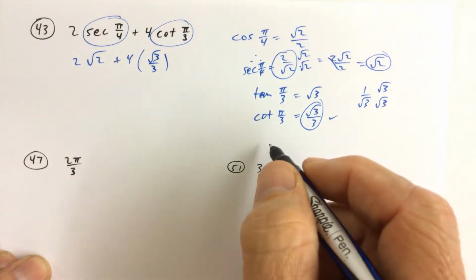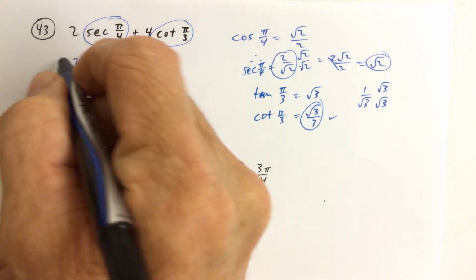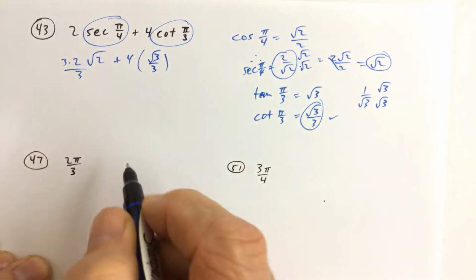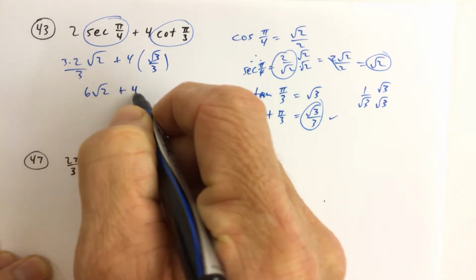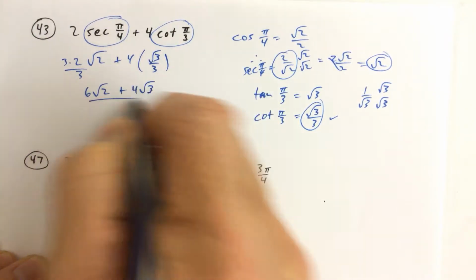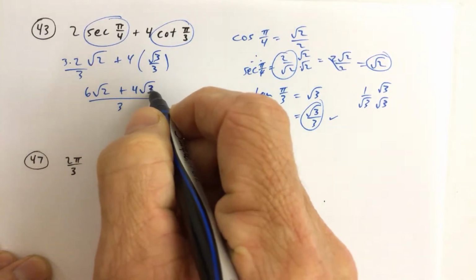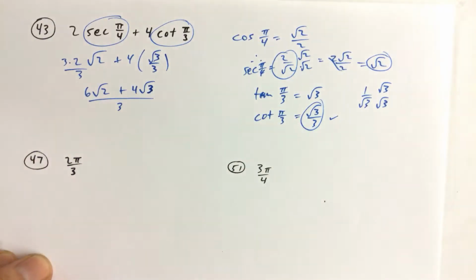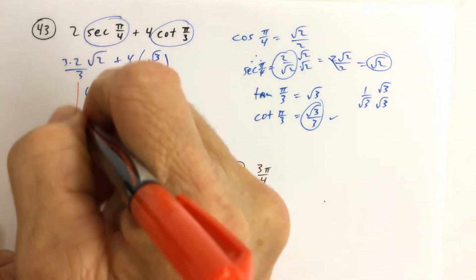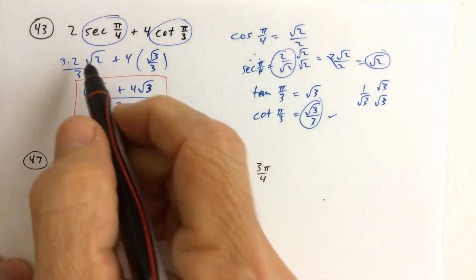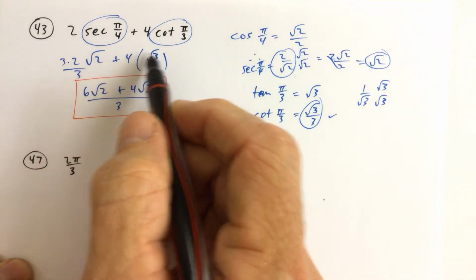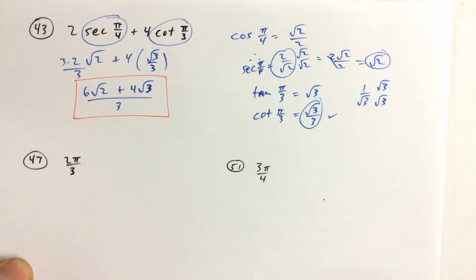And there's not really any simplifying we can do. I suppose we could multiply top and bottom of this expression by 3 to get 6 radical 2 plus 4 radical 3 in the numerator, and we could get 3 in our denominator. Not a big benefit by doing that, but nevertheless, that might be the answer in the back of the book. Not sure. I'd be happy with you leaving it as 2 radical 2 plus 4 radical 3 over 3. That would be fine.